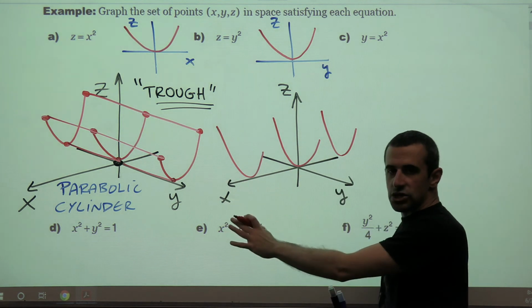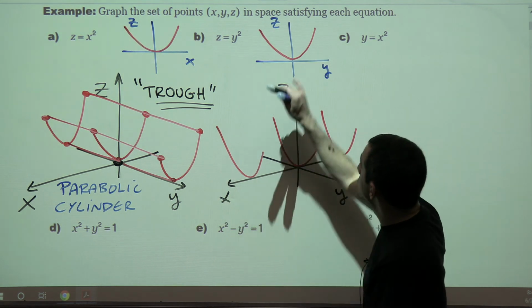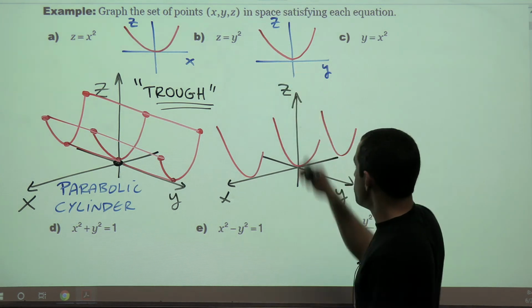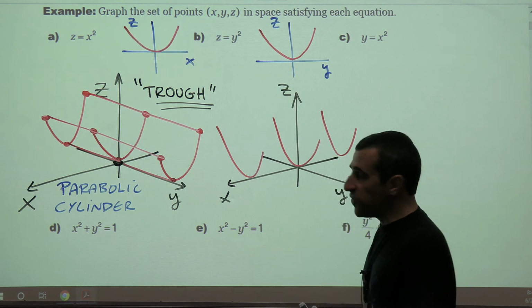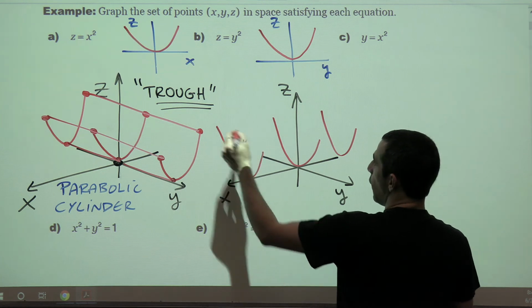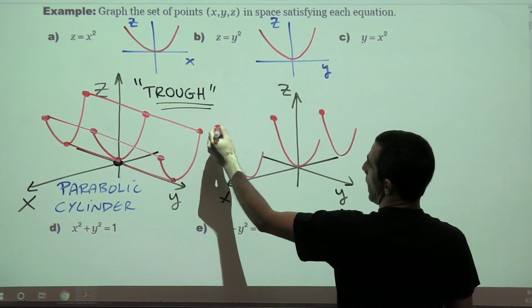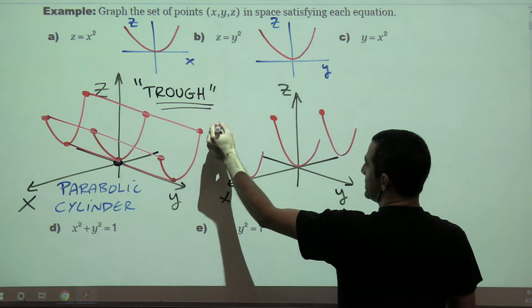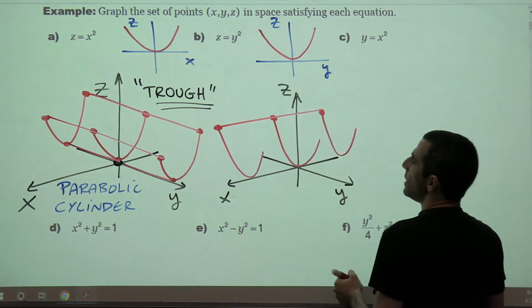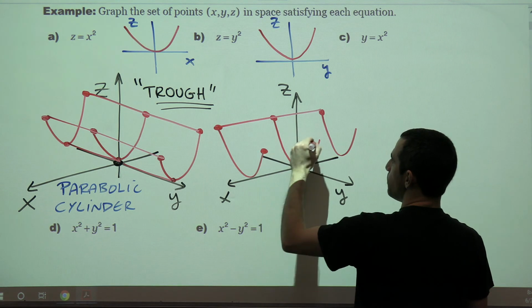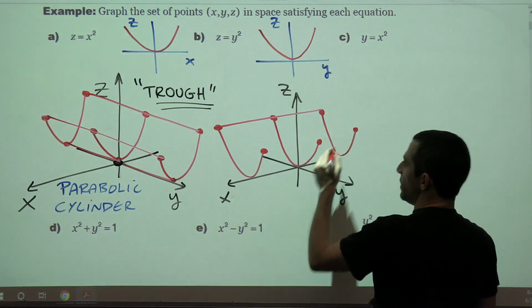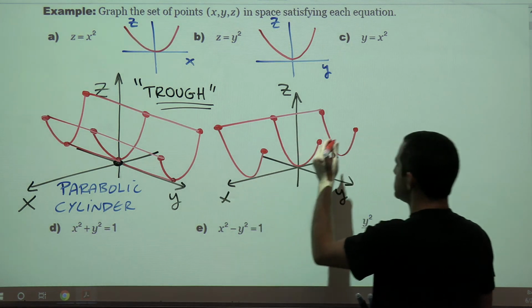So these cross sections that are perpendicular to the x-axis all look like that parabola that we drew up there. And the way to generate the surface is to connect these parabolas. So if I connect these tips up here with a line that's parallel to the x-axis, I get that edge there. And similarly, I can connect these points here with another line that is parallel to the x-axis.